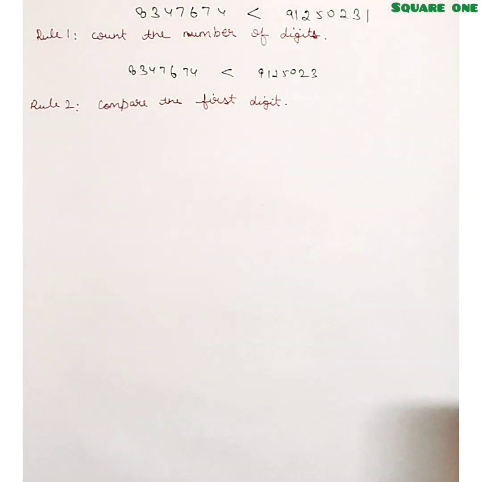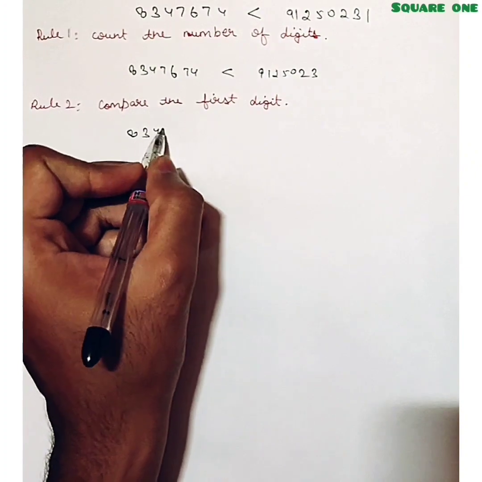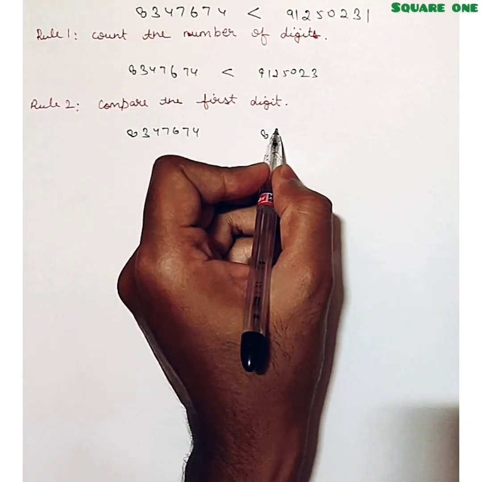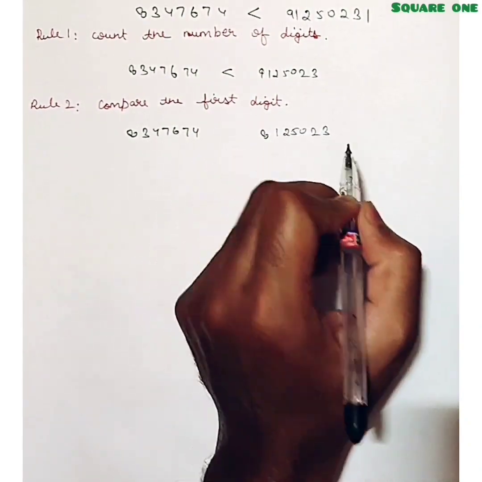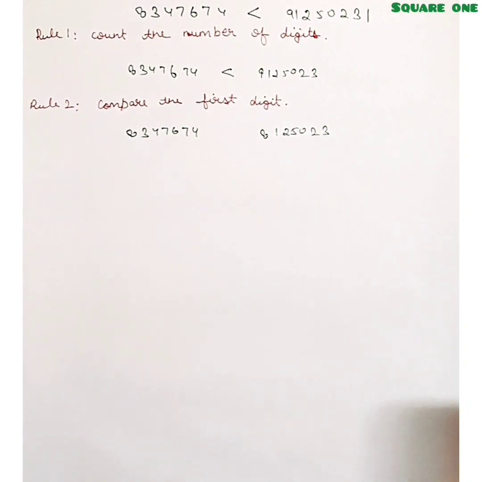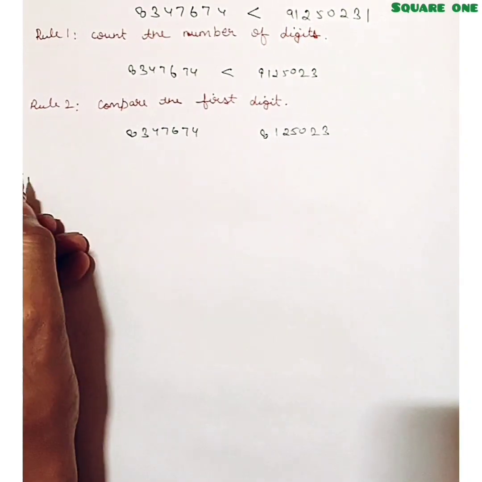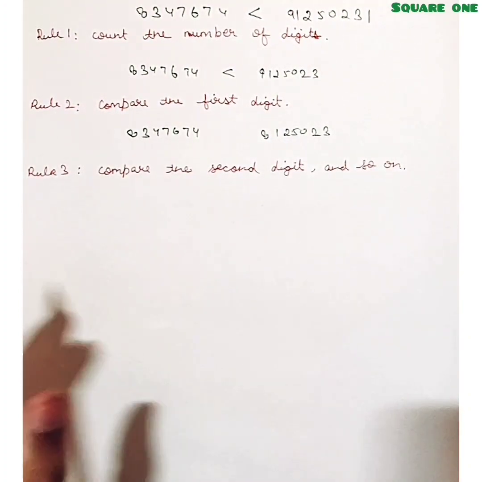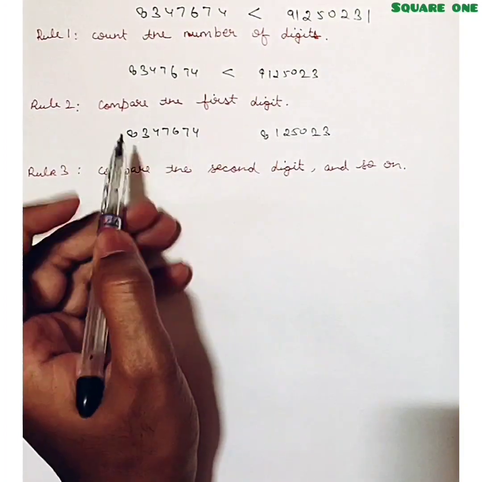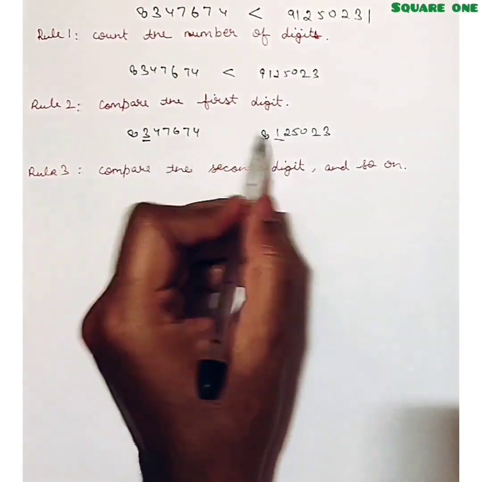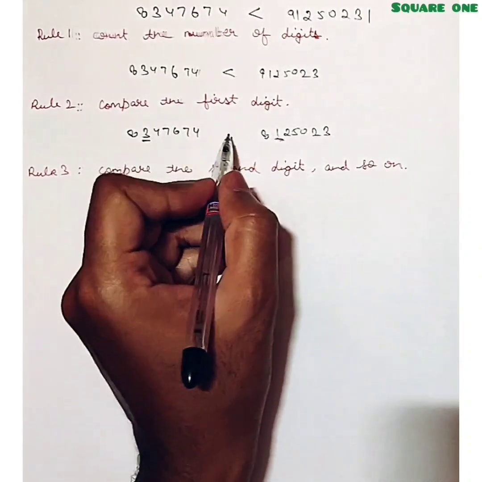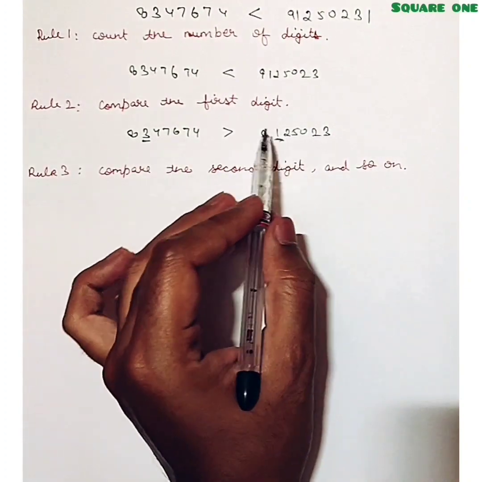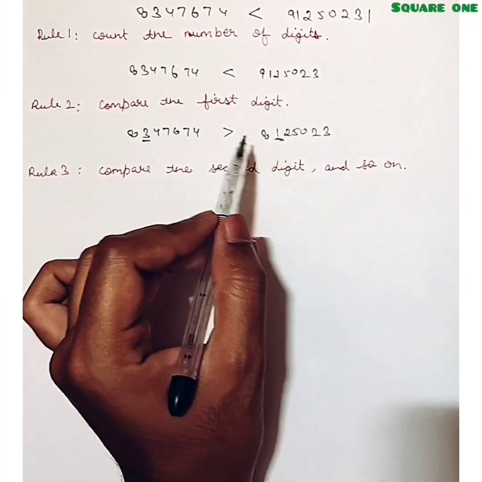But how do we compare two numbers if they have equal number of digits and their first digits are also the same? Let us see these numbers. Now both the numbers start with 8 and they have the same number of digits. So here comes our rule 3. Compare the second digit. Rule 3 says compare the second digit if both the numbers have equal number of digits and they have the first digit same. Now this 3 is greater than 1. So the second digit of the first number is greater than the second digit of the second number. Or we can say that 83 is greater than 81. So the first number is greater than the second number.